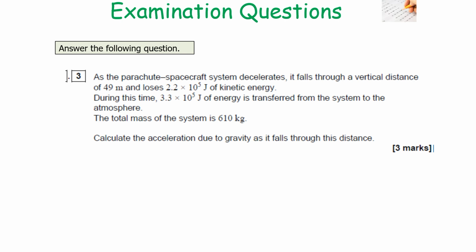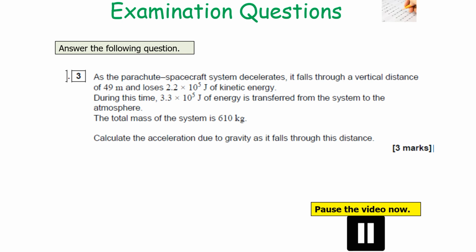Let's have a look at our next question. As the parachute and spacecraft system decelerates, it falls through a vertical distance of 49 meters and loses 2.2 times 10 to the 5 joules of kinetic energy. During this time, 3.3 times 10 to the 5 joules of energy is transferred from the system to the atmosphere. The total mass of the system is 610 kilograms. Calculate the acceleration due to gravity as it falls through this distance. So pause the video now, then unpause the video when you want to go through your answer.